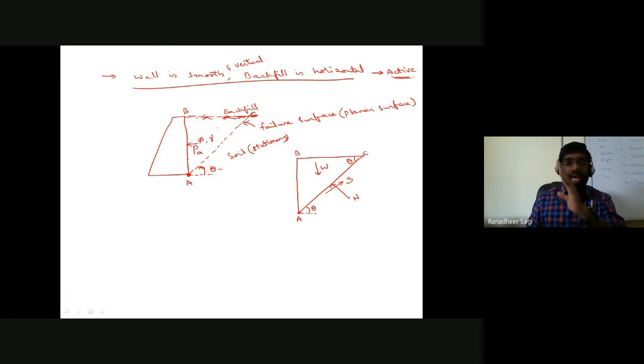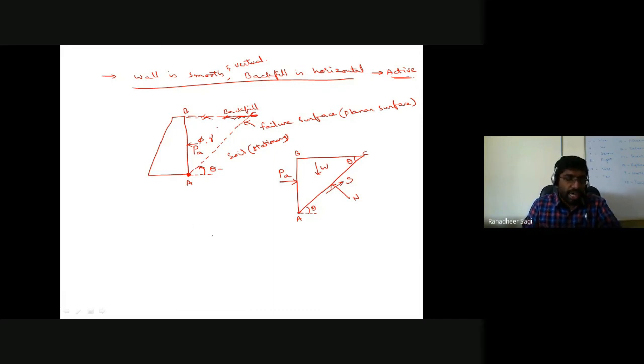Now, the action is PA. The reaction offered by the retaining wall on the soil wedge is PA in the opposite direction. The action was from the soil on the retaining wall, and the reaction would be equal and opposite, offered by the retaining wall on the soil wedge. So that's nothing but PA. So I have drawn my free body diagram for that particular soil wedge ABC.